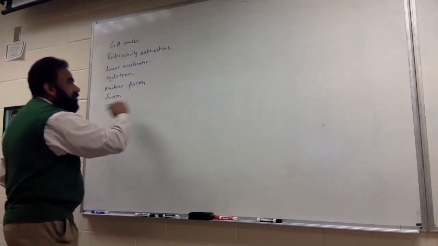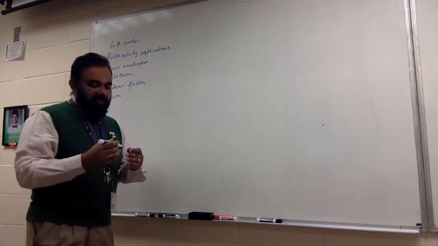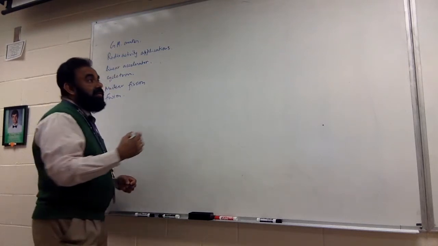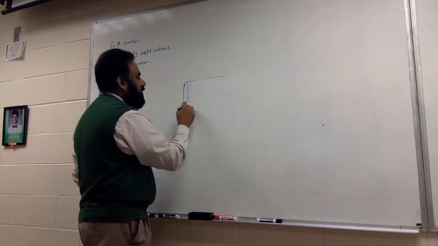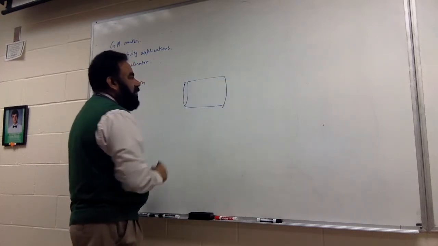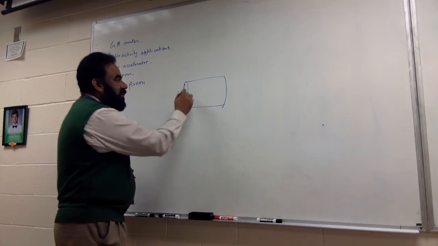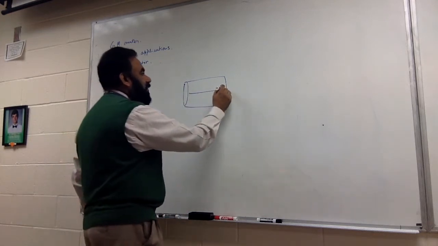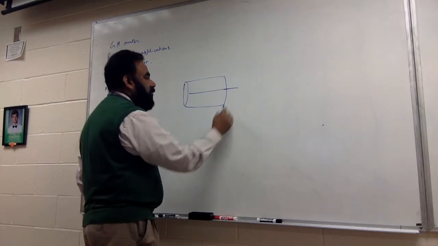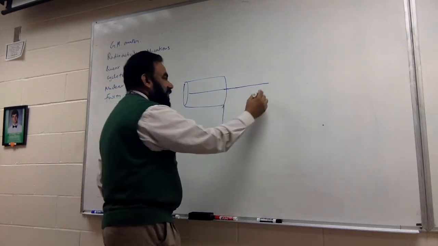GM counter. So what basically is there in a Geiger Muller tube? A Geiger Muller tube is a cylinder with an electrode in the middle. So between these two, we connect a very high voltage.